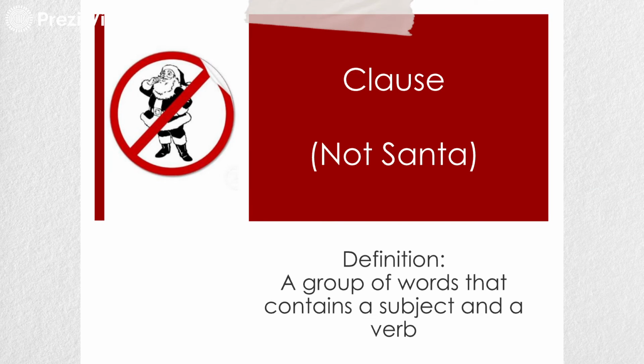A clause, and no, we're not talking about Santa Claus here. A clause in a sentence is a group of words that contains a subject and a verb, or a verb phrase, which is also called a predicate. And then again, the subject is a noun, and it's specifically the noun that is the main topic of the sentence or the clause.